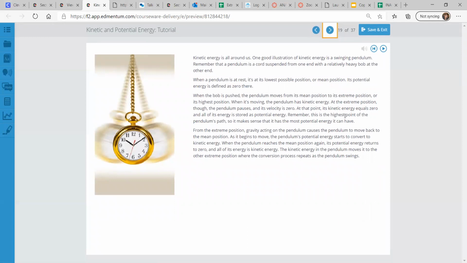Kinetic energy is all around us. One good illustration of kinetic energy is a swinging pendulum. Remember, a pendulum is a cord suspended from one end with a relatively heavy object on the other end. When a pendulum is at rest, it's at its lowest possible position, and that means the potential energy is defined as 0.